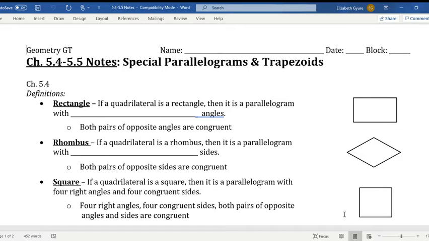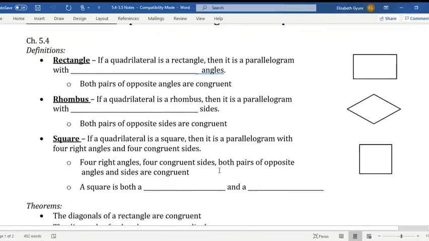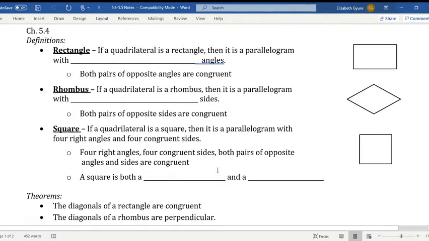We're talking about special parallelograms and trapezoids. So there are 3 different types of special parallelograms that I hope we all have heard of before, at least 2 of them, or else we missed that day of kindergarten. However, we're going to learn about some different special properties that associate with them today.